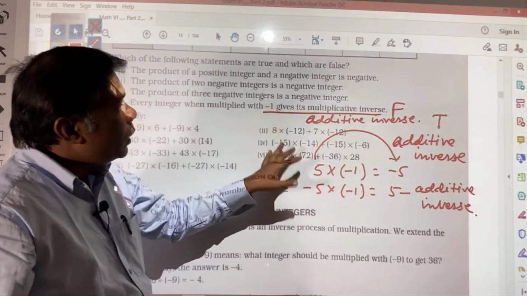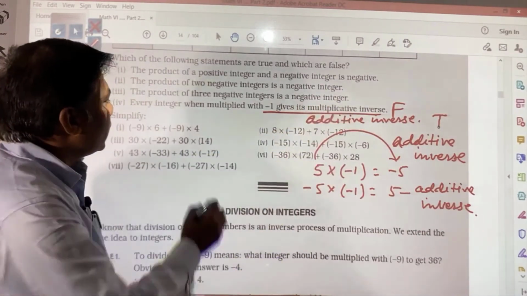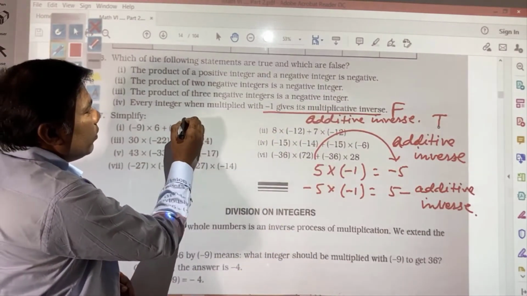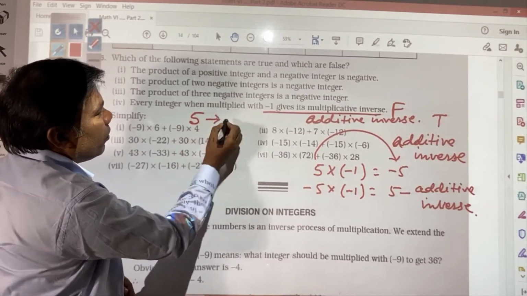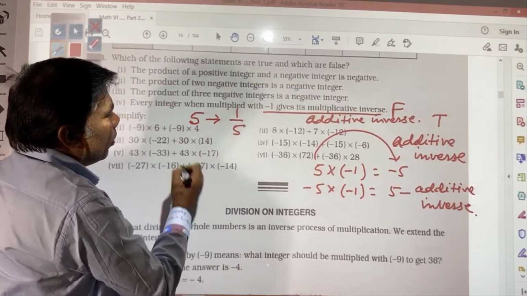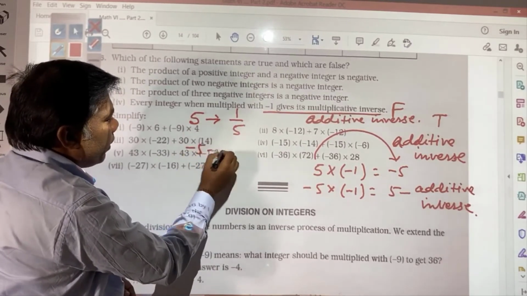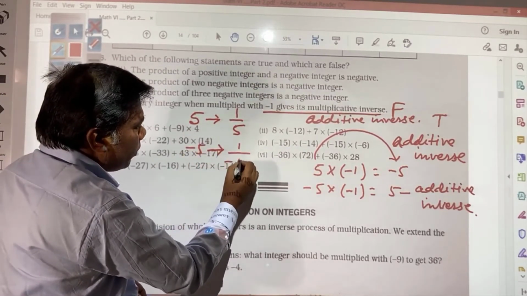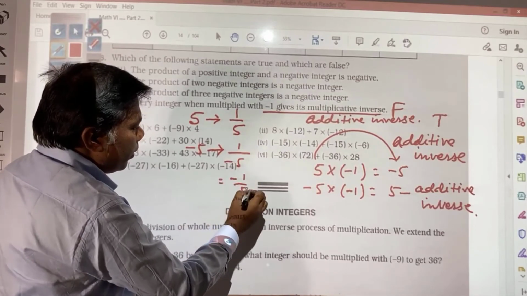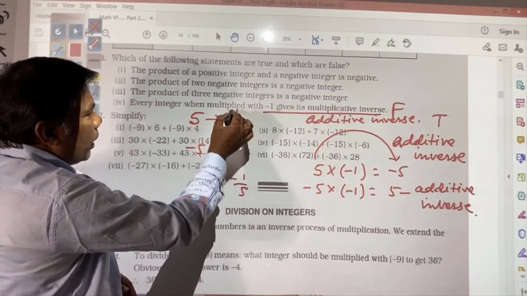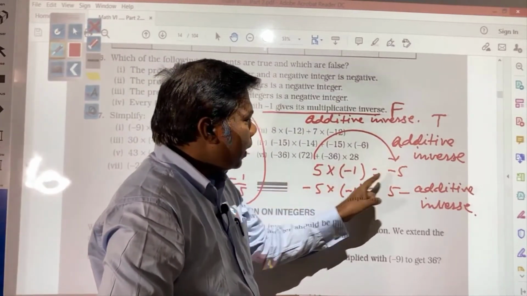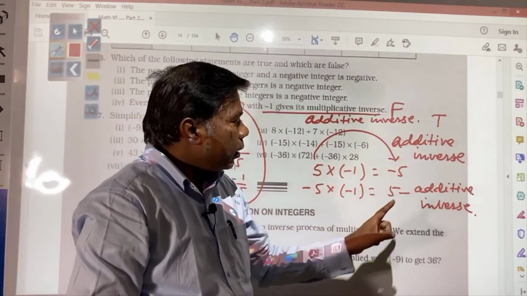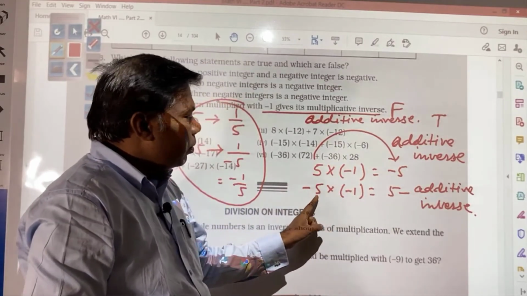So you need to understand what multiplicative inverse is. The multiplicative inverse of 5 is 1 by 5. The multiplicative inverse of -5 is 1 by -5, or you can write -1 by 5. So this is multiplicative inverse, and what is additive inverse? -5 is the additive inverse of 5. 5 is the additive inverse of -5.